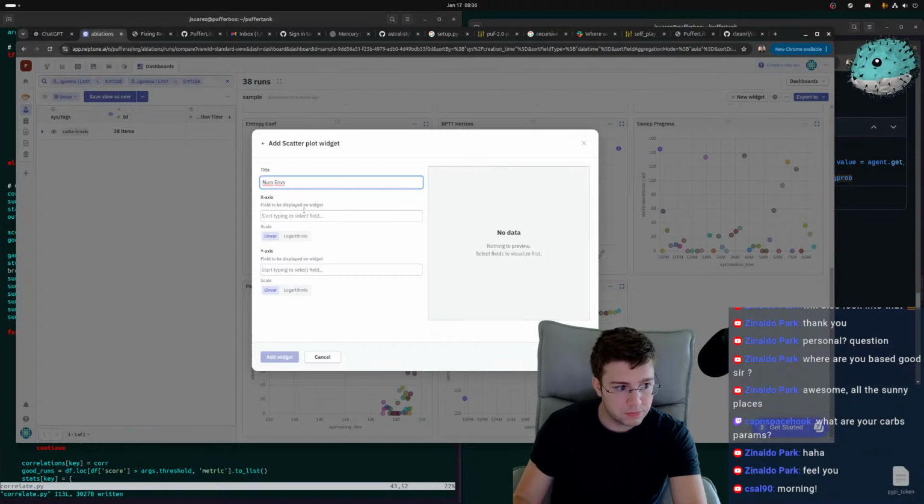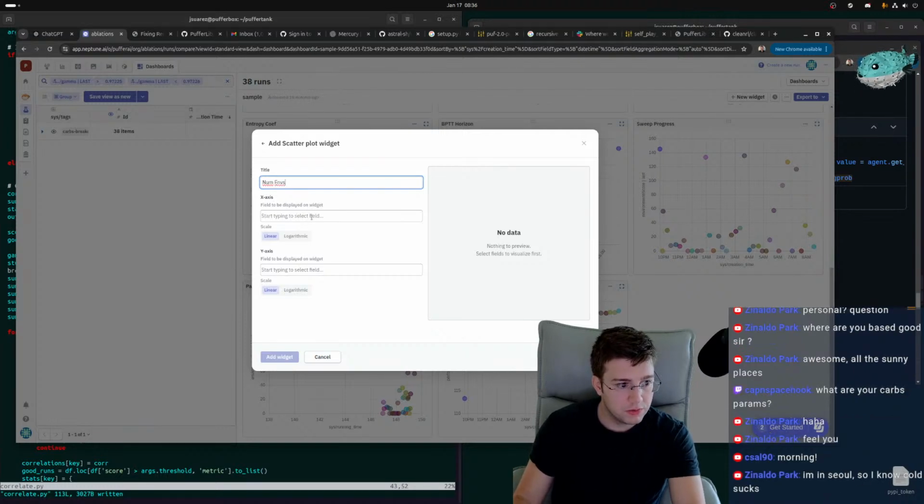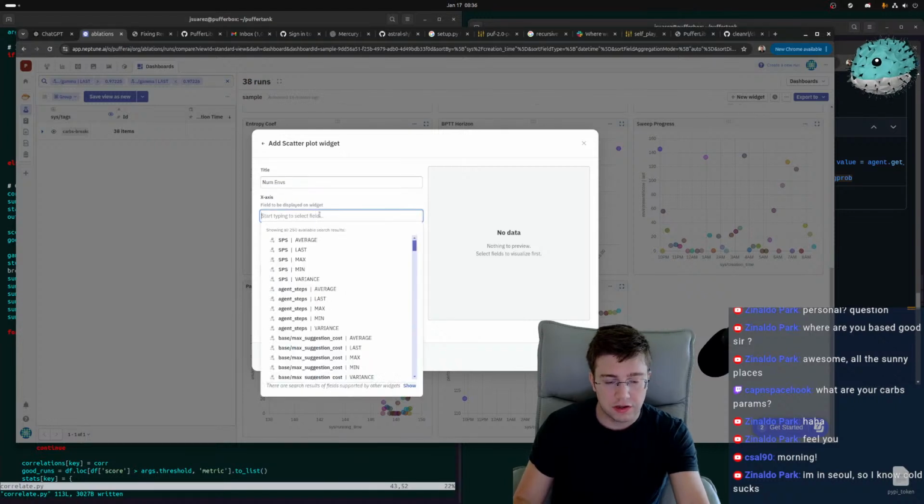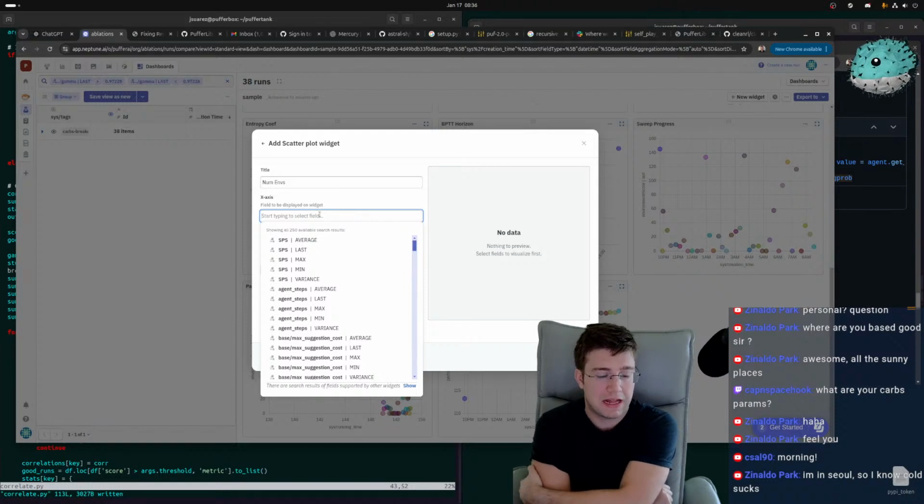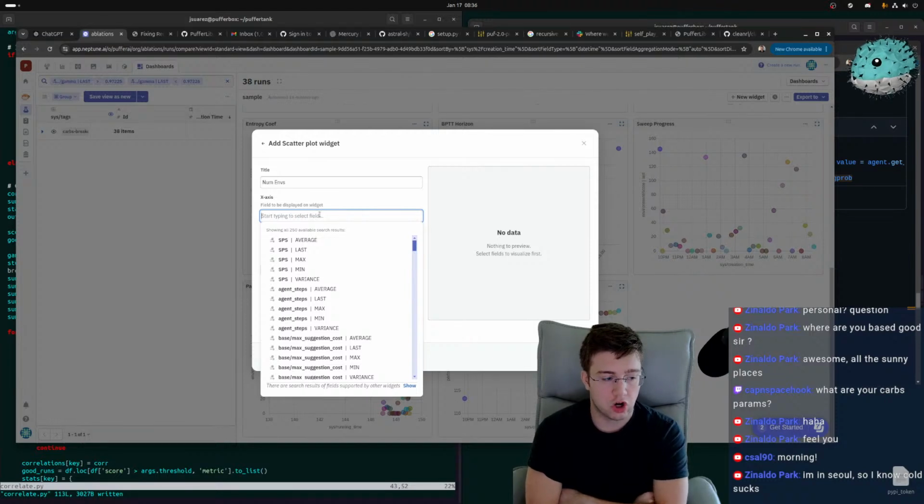What are your CARBS params? I'll show you in a sec, Captain. So this is a bigger CARBS sweep in which we are doing batch size and stuff as well. But the thing that we're trying to get to work right now that is not working is CARBS should be finding longer experiments over time as it gets more confident.